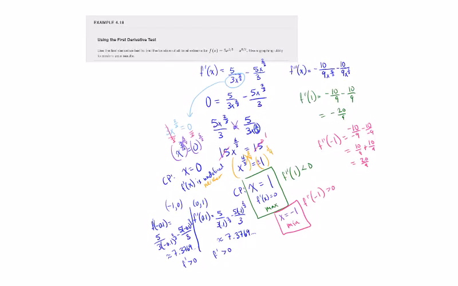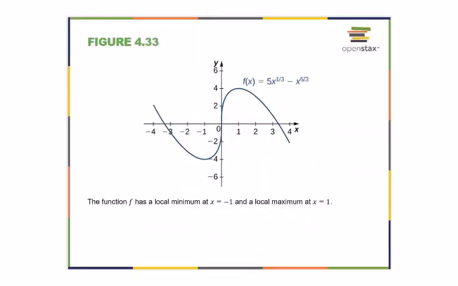Let's look at the graph. So here's what the graph of the original function looks like. And so we can see here's where it's undefined, right? We have a vertical tangent line at that point, and so that's why the derivative is undefined there. But we can see at +1 that we do have a max, and we can see at -1 that we do have a min, right? Just like we suspected. All right.